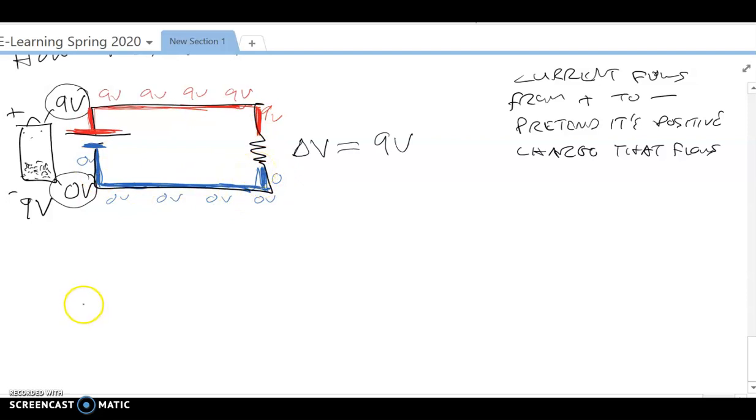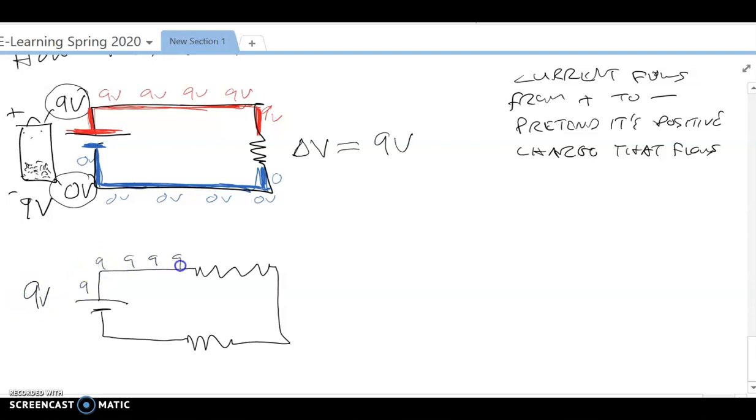Well, let me show you something more complicated. Here's the same 9-volt battery. Let's say there's one resistor, and a second resistor. They're both the same. So now let's do this. This is 9 volts, which means 9 volts all along here. This is 0, which means 0 all along here.